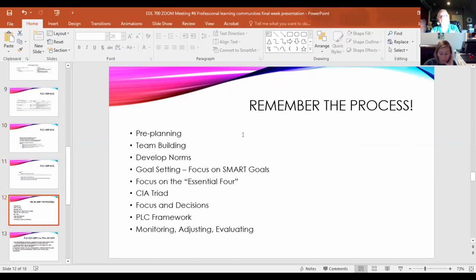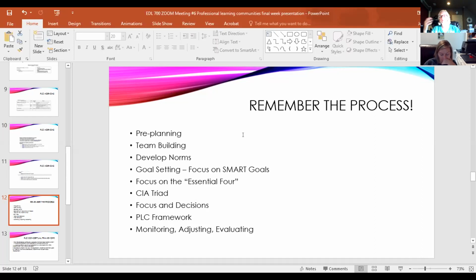Okay, so remember, when we start talking about a PLC, there's an almost step-by-step cycle that we have to go through. So you have to plan. PLCs don't just happen. So you have to spend some time pre-planning and getting everything set up. Then once you're in your PLC, it's important to take time for team building and the development of norms. There should also be time for goal setting. So what do we want to accomplish? And that's where that SMART goal comes in and is really, really helpful.